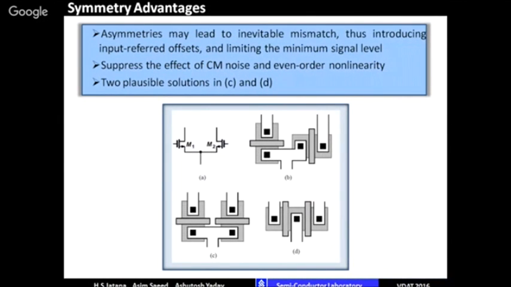So you can see this is a differential pair. You can lay it out like this or like this. Now the way asymmetries may lead to mismatch, introducing input referred offsets. And if you have to suppress noise and non-linearities, C and D you can see here, this is a symmetric layout. This is not a symmetric layout. This also is a symmetric layout. So it will even out the noise and non-linearities.